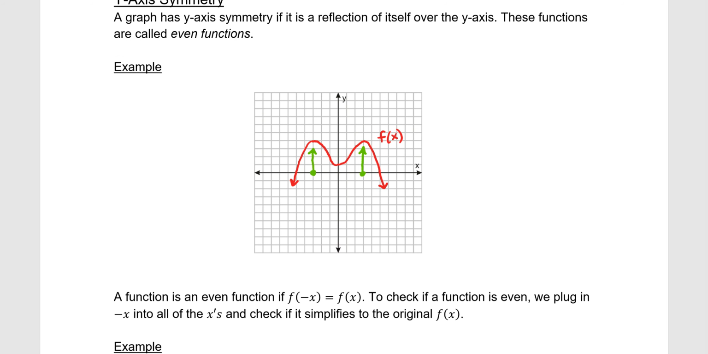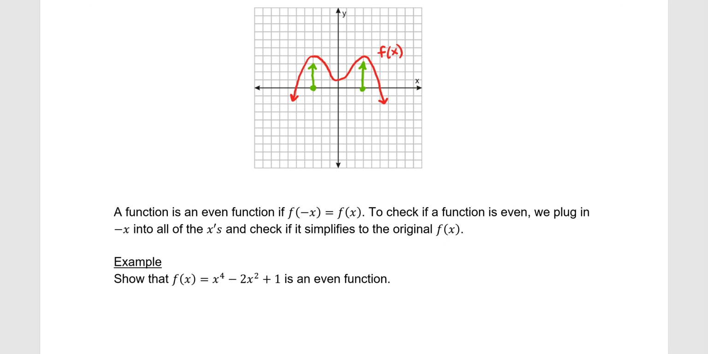So what that means in more of a mathematical sense is that a function is an even function with y-axis symmetry if f of -x equals f of x. So if we plug in a -x, it's going to give us the same y value as if we plugged in a positive x. So that's how we check if we're given the function and not the graph.